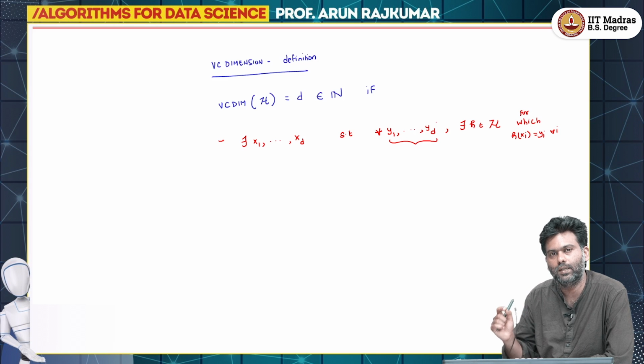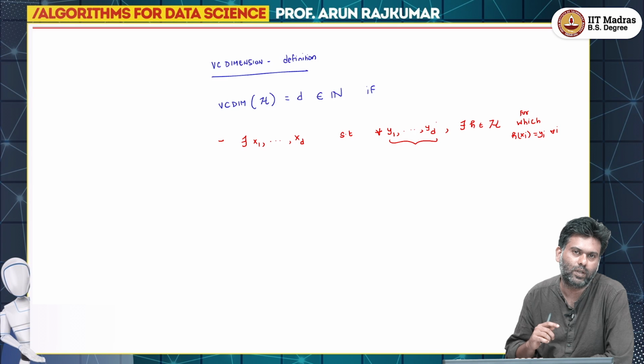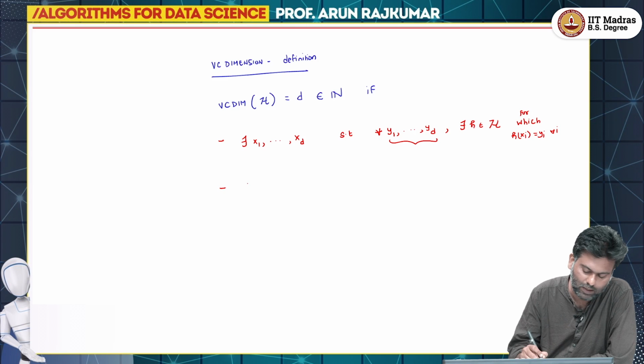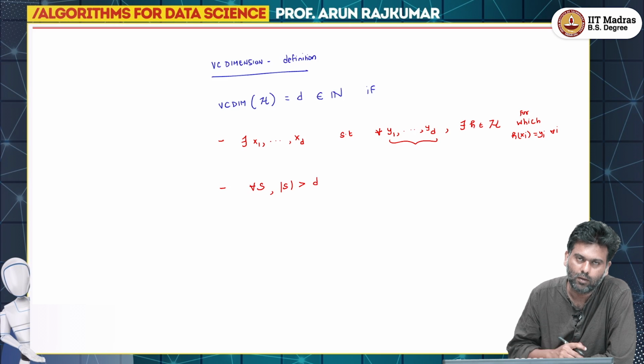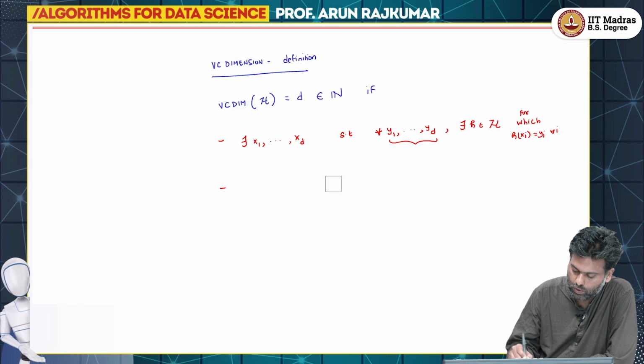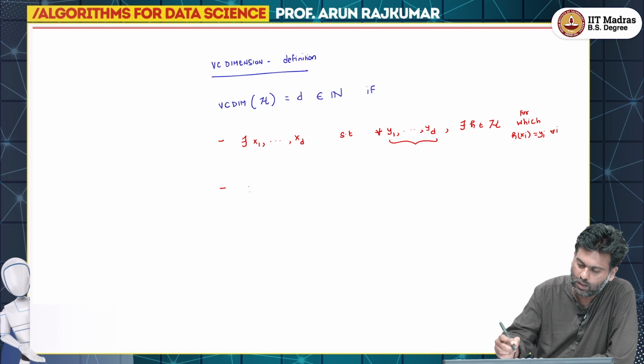That is, there exists an h such that h of xi equals yi. That is the first condition. The second condition is that if I have a data set such that the data set size is greater than d, then I have a winning strategy. Maybe I will put that in blue to say that my strategy is in blue.